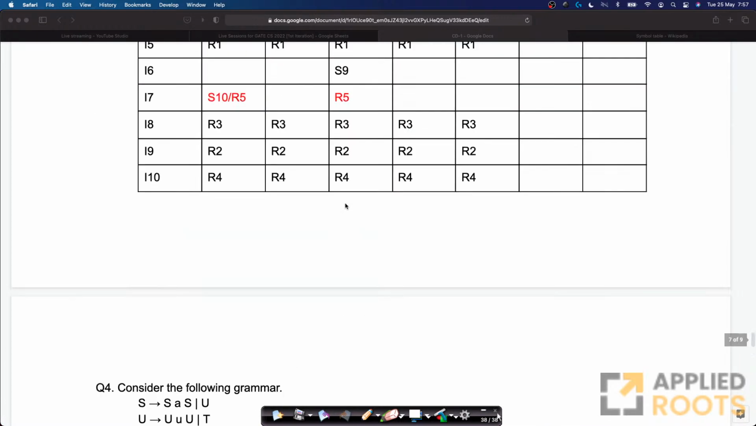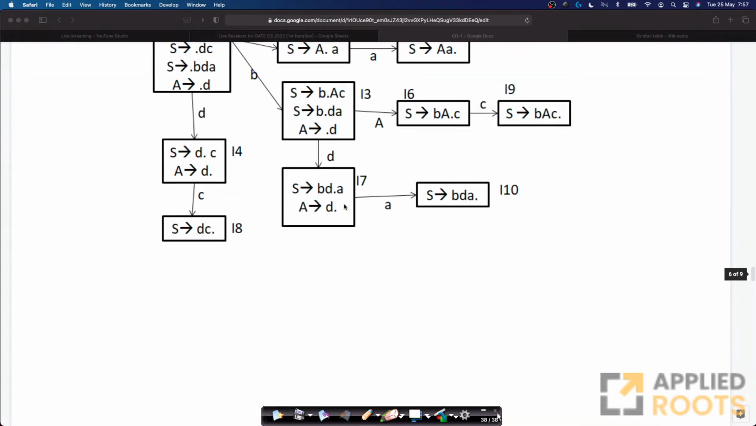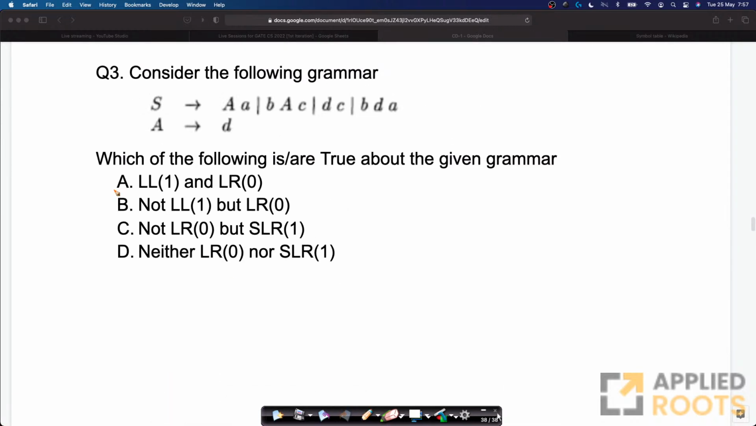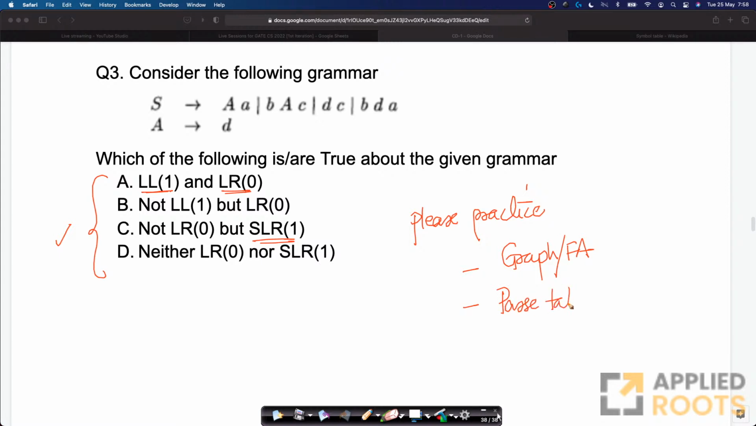Again, one very important thing that I wanted to emphasize: some of these questions are easy, but I've seen one question where a good chunk of you have made a mistake, which is when you have to decide whether something is LL0, LR0, SLR1. So my strongest recommendation here is please practice drawing this graph. In some books it's called a graph, some books call it a finite automata. Please practice drawing this and please practice filling the parse table. It just requires practice. If you don't practice it, you will make mistakes. You practice it, you're done.